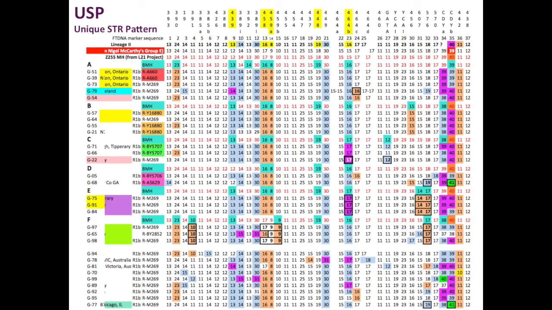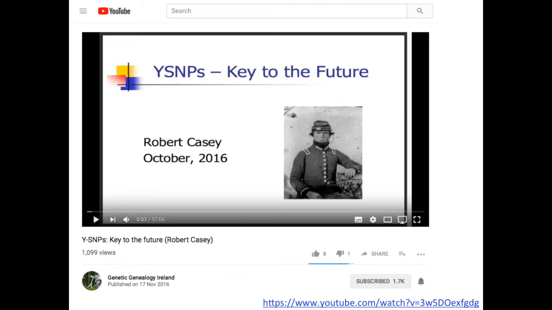So looking at this USP, this unique STR pattern, can sometimes tell you whether a potential match or a potential new member belongs in a group, or is a chance match by convergence, or doesn't belong there at all. So it does help you in this grouping process. And Robert Casey has done a lot of work on this.